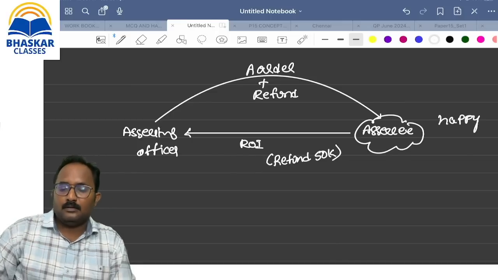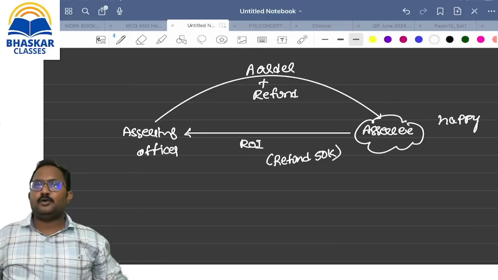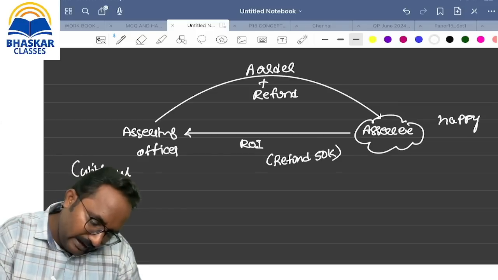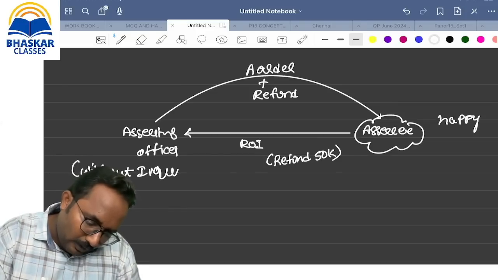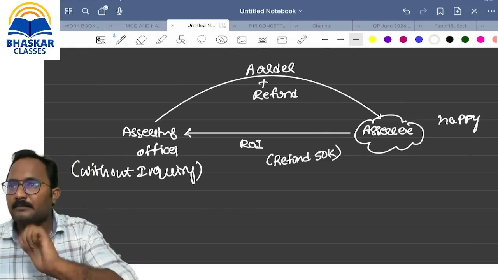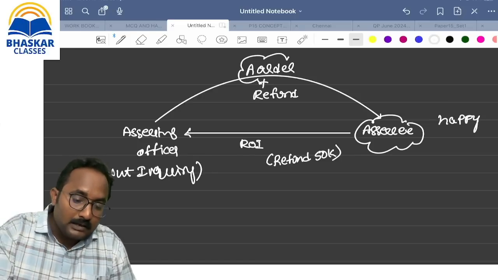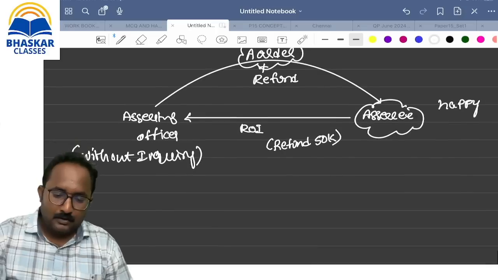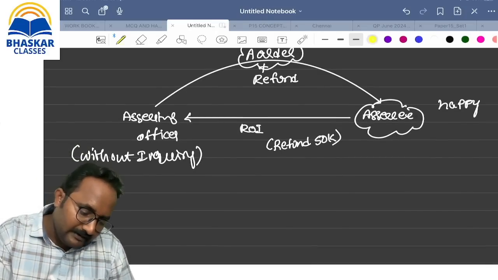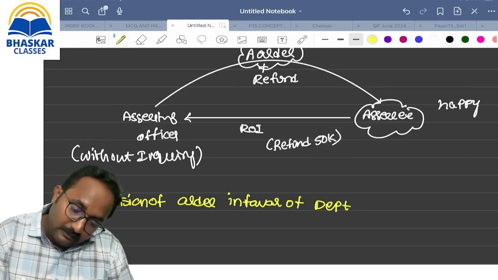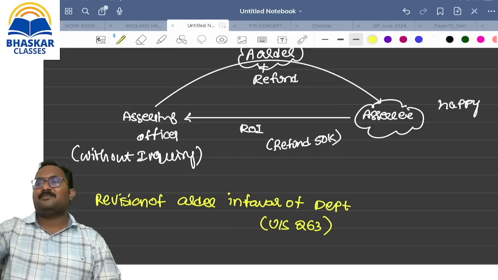Am I correct, ma'am? You are not at all eligible for a refund, but you got a refund of how much, ma'am? 50,000. So without inquiry, without getting the proofs also, you are doing the assessment. Because of this, who has the loss? Department. Now, whatever order was passed can be revised in favor of the department. So now the department can do the revision of the order in favor of whom? Department. That is only 263.